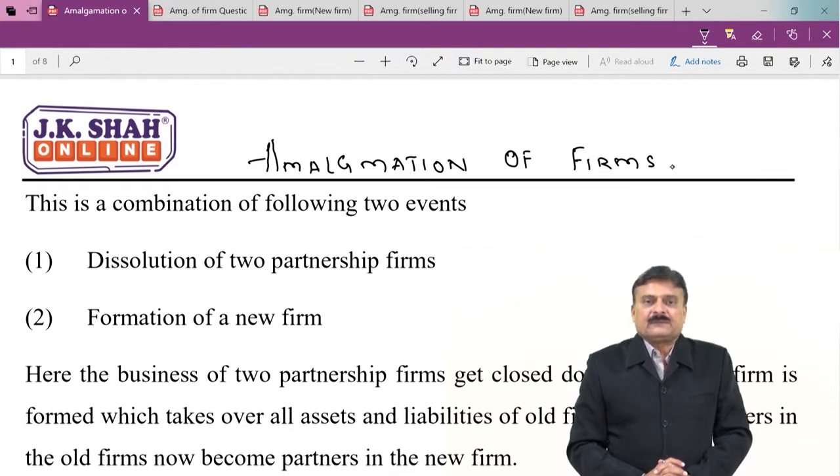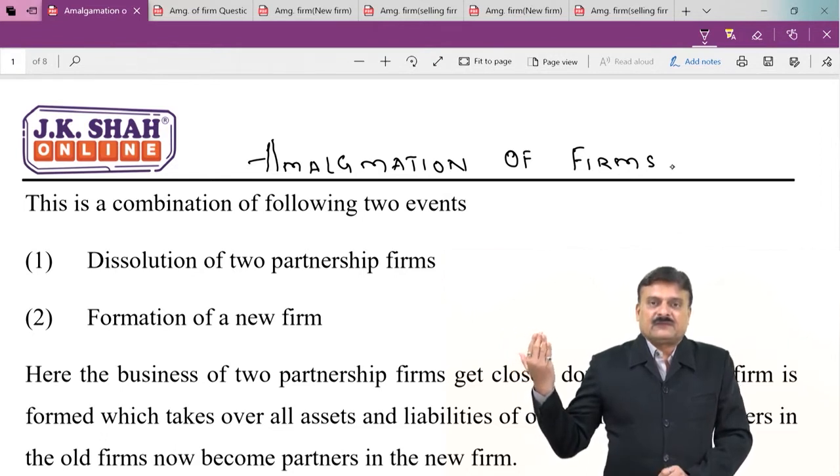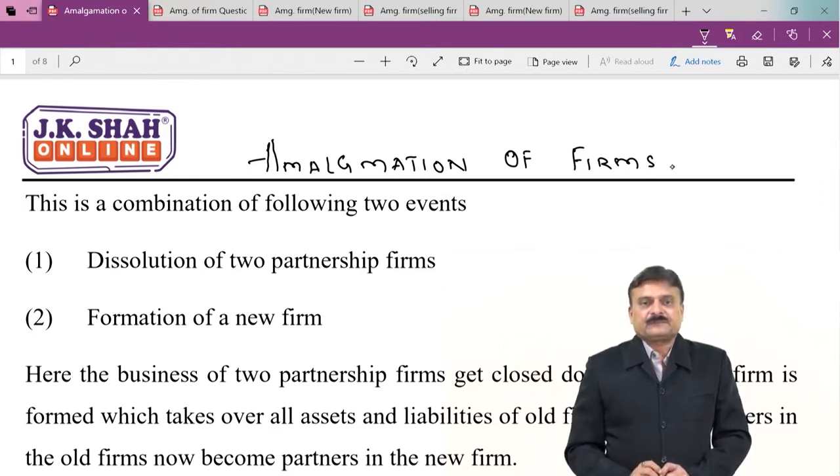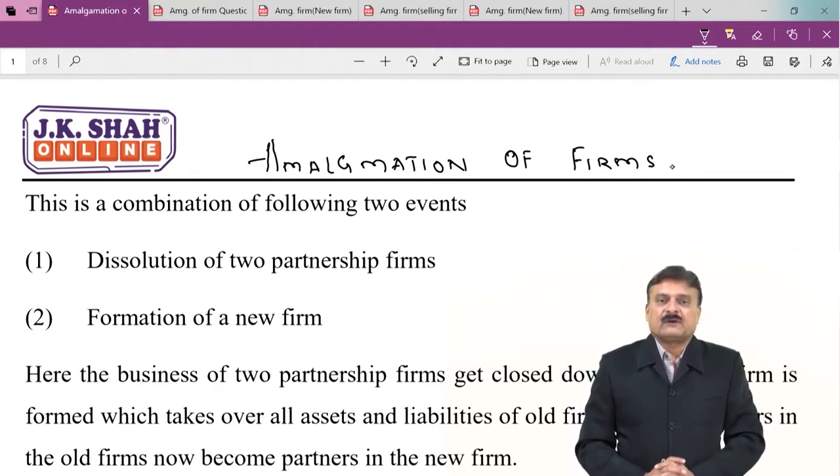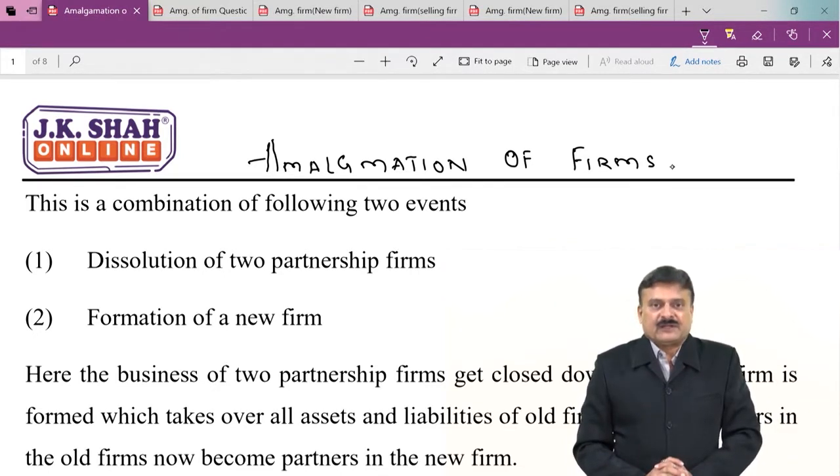The content will be what they can ask you: selling firms, journal or ledger accounts, and purchasing firms, journal and balance sheet after new incorporation of the firm. Let us see the theory aspect.